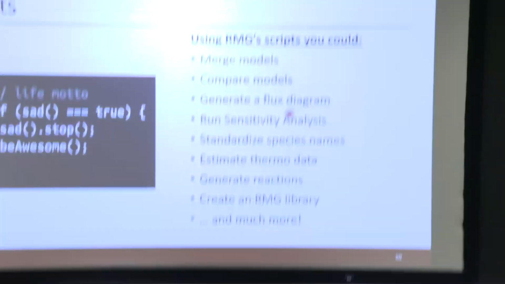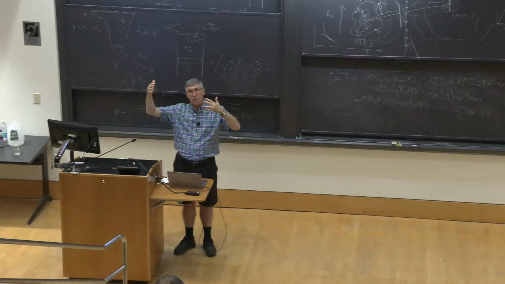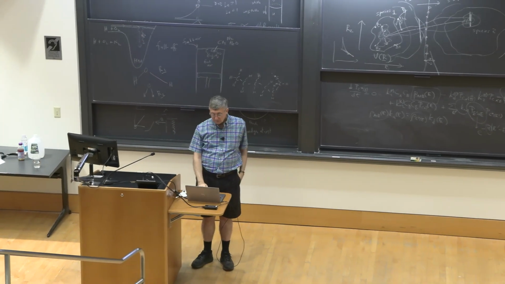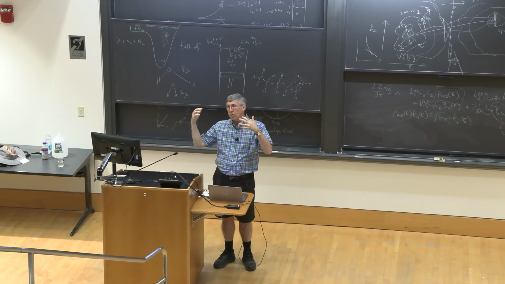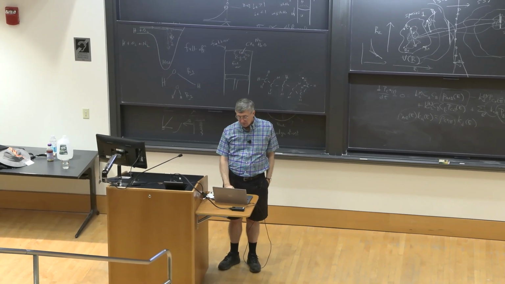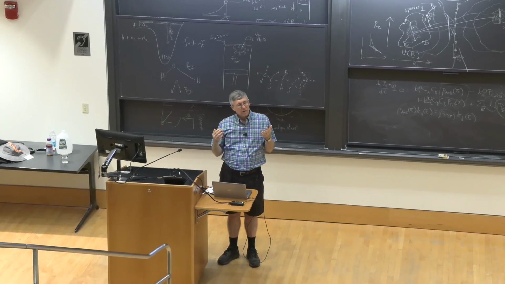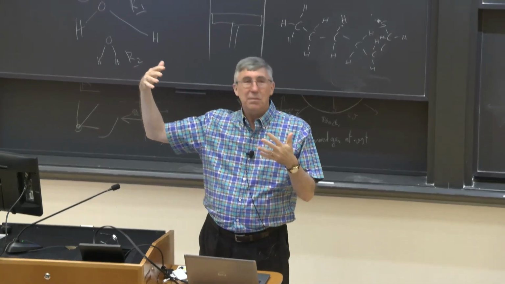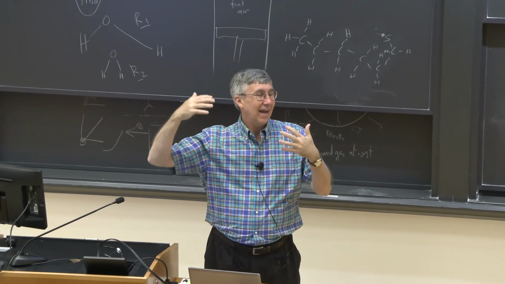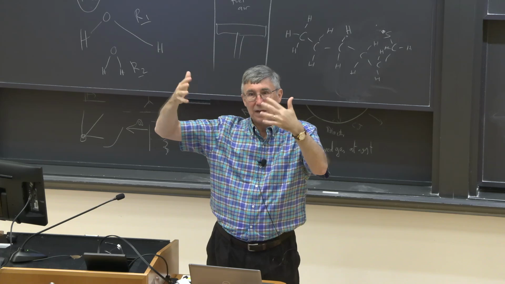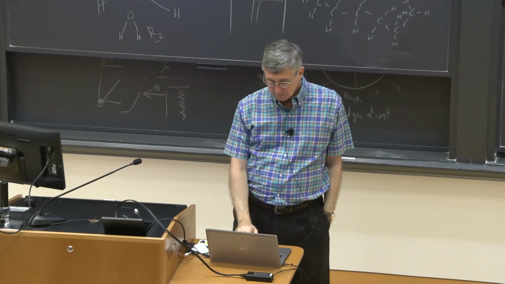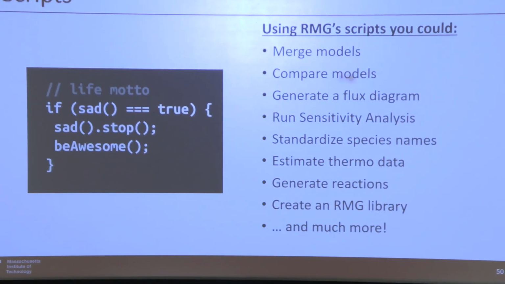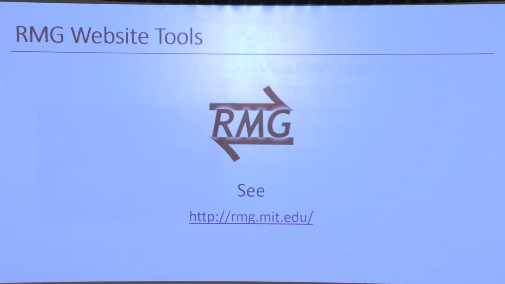You want to make a flux diagram to understand which reactions are really doing most of the work in the chemistry. That's super useful. It's like, what are the main channels? Sensitivity analyses, which parameters in the model really affect the results. Standard species names, so often you want to compare with the literature model. It used some different names for the same chemicals than what you're using. And so this thing will try to standardize and get all the names together, so you have common names for the same species. And then we can estimate all the data, generate the reactions, make libraries, a lot of things. So this is definitely worthwhile to look at.